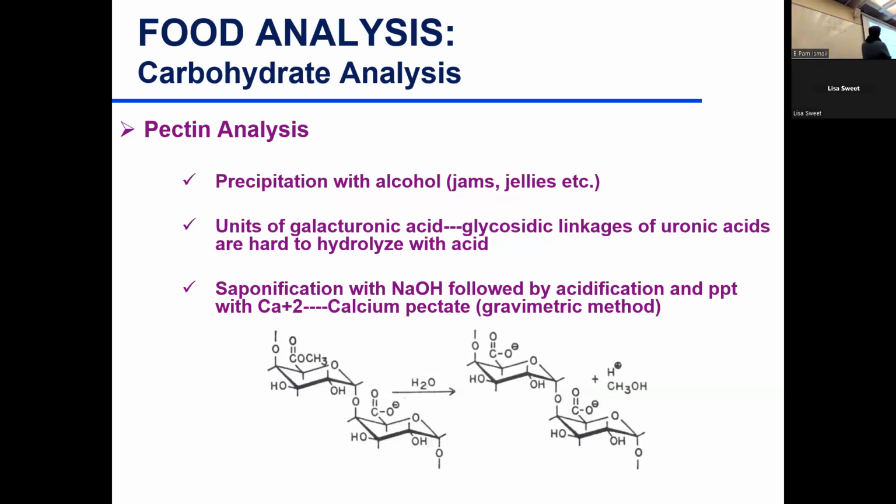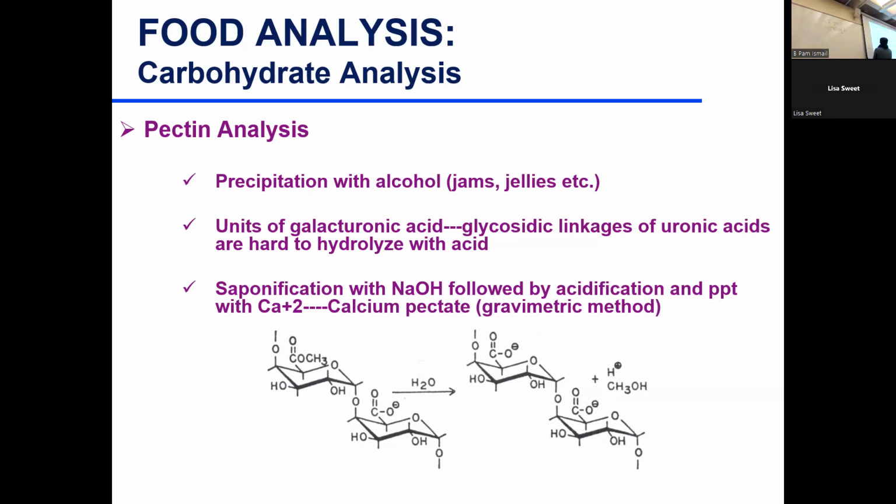Speaking of pectin, there are some food products that have pectin as the sole dietary fiber in them. Nothing else, because it's used to form the gel matrix. So, for example, in jams and jellies, in order to determine the amount of pectin, you would want to saponify, because the glycosidic linkages are very hard to hydrolyze by an acid. So what you would do is saponification.